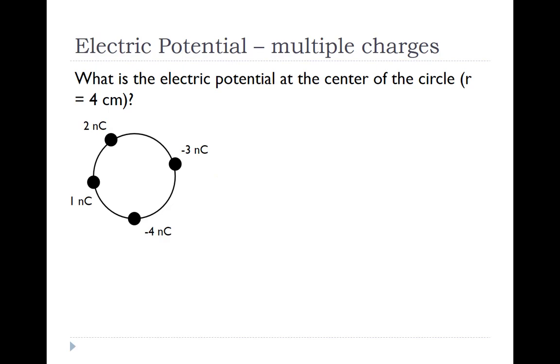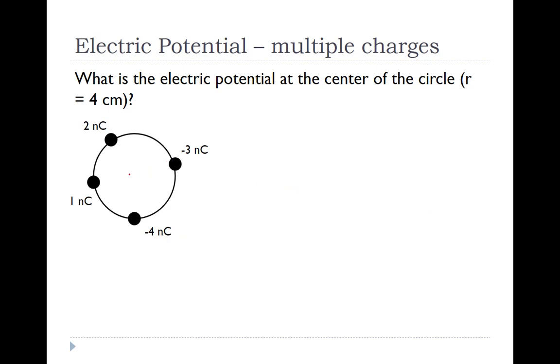What if we had multiple point charges? Now, think about just for a moment how hard this problem would be if we were working with field or force, because there's no symmetry other than the fact that we're on a circle. The angles are all different. Everything's difficult, if you will. But potential's a scalar. So that makes life a lot easier.